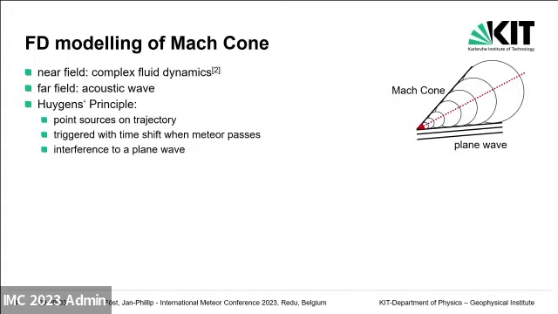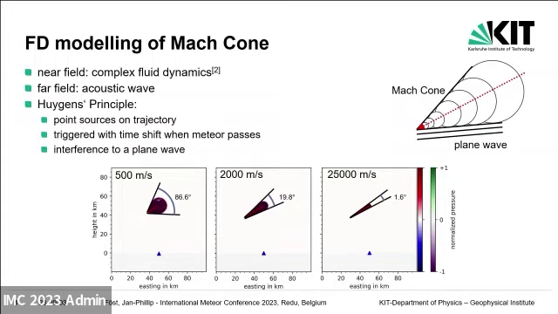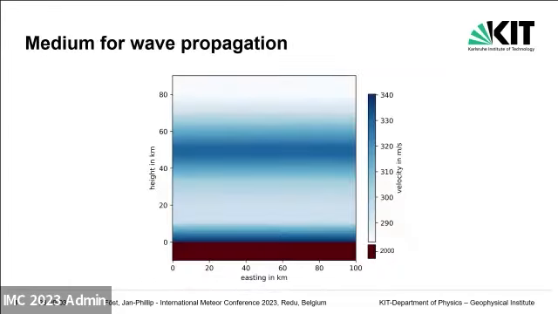And we do that by placing point sources here on the trajectory, which are then triggered with a time shift when the meteor passes, and following Huygens' principle, the spherical waves will then interfere with each other to form our intended Mach Cone here. And we tested this to be sure for different velocities, for example 500, 2000, and 25,000 meters per second, and compared the opening angle of the Mach Cone with theoretical values, and we see it works very well.